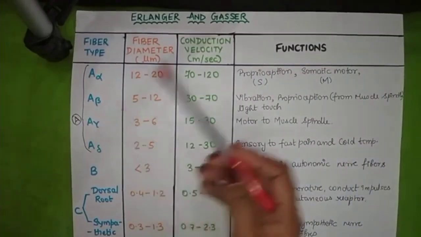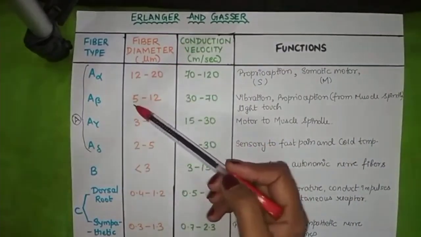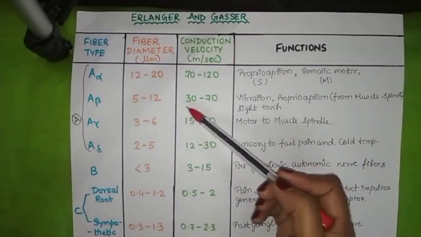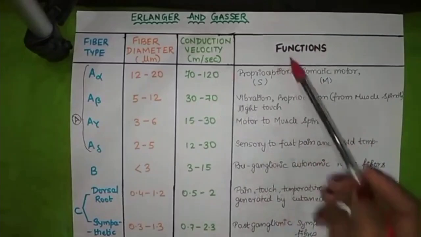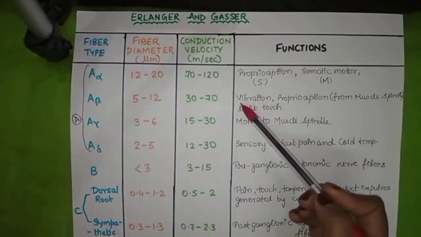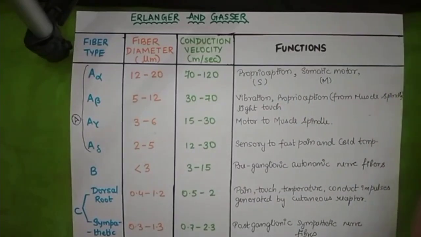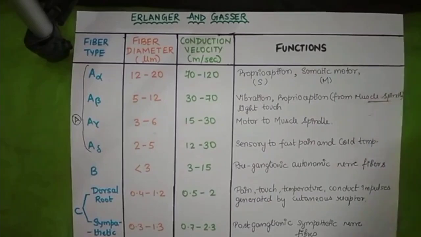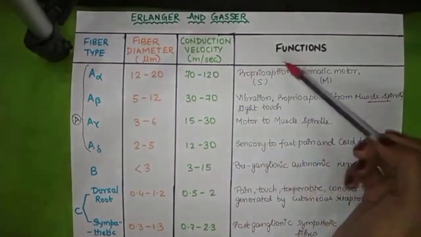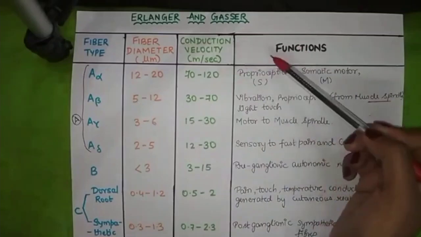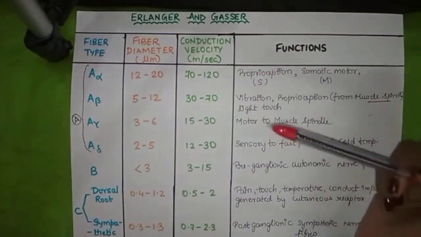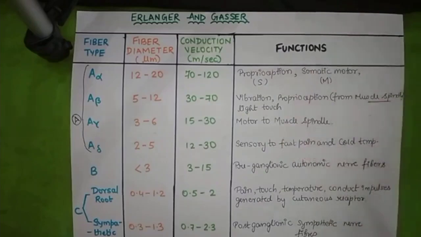Then we have A beta. Its fiber diameter is 5 to 12 micrometer. Its conduction velocity is 30 to 70 meter per second. Its function is purely sensory. That means it will be sensing vibration and proprioception from muscle spindle. That means they will be sensing the length of muscle fiber. And in A alpha, proprioception will be for both muscle spindle and Golgi tendon organ. Golgi tendon organ senses the tension in muscle and muscle spindle senses the length in muscle.